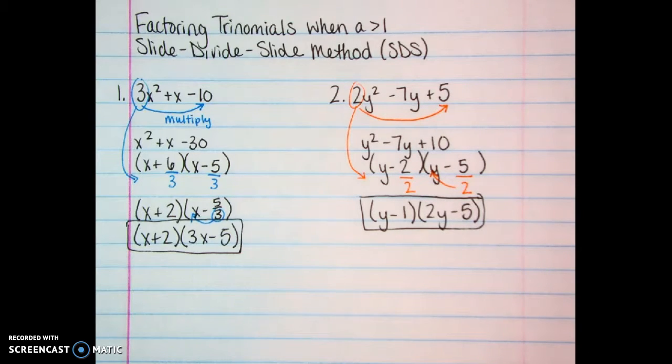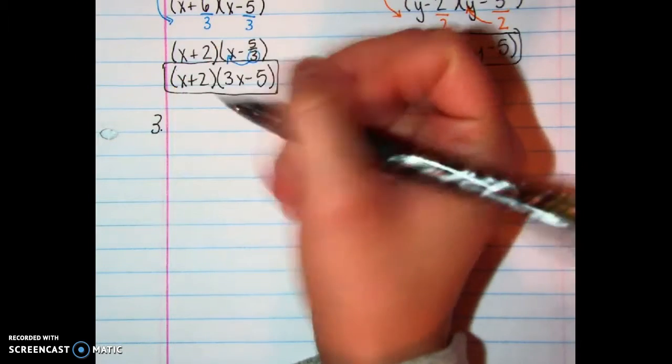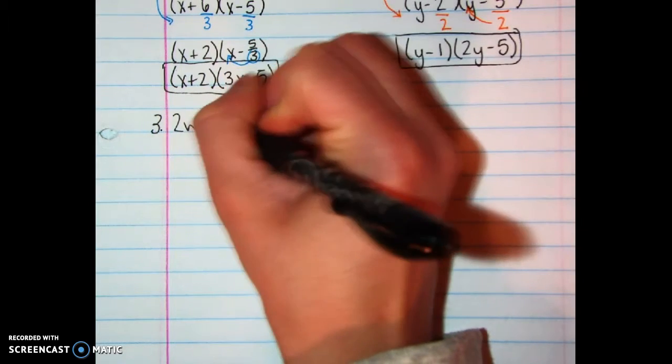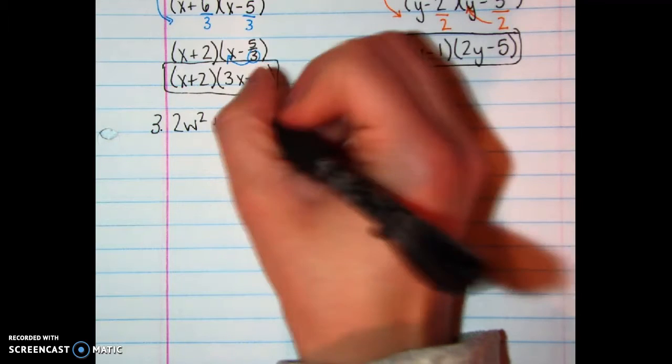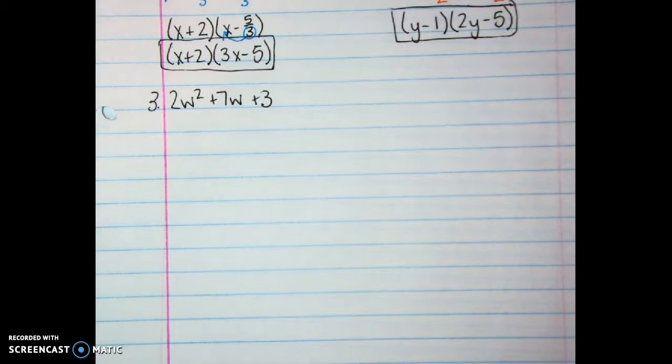Okay, let's look at a couple more. I would love it if you tried this one on your own. Let's do 2w squared plus 7w plus 3. I don't have my pause sign with me, but you can just imagine me saying pause it so you can try it on your own.